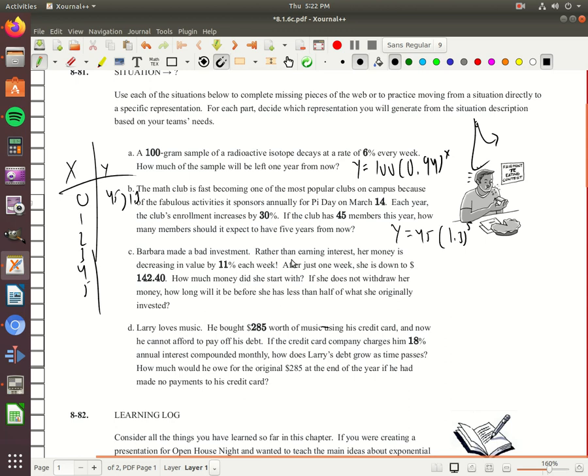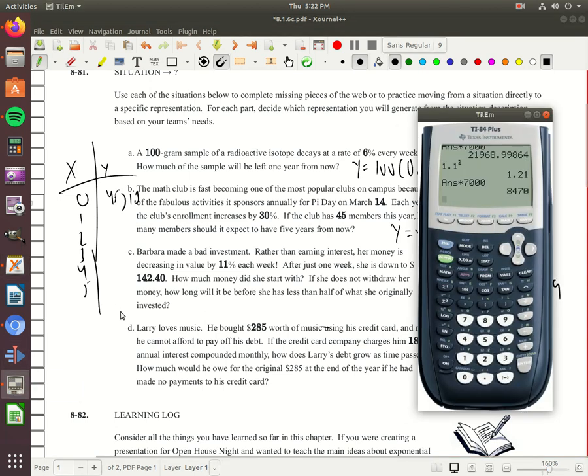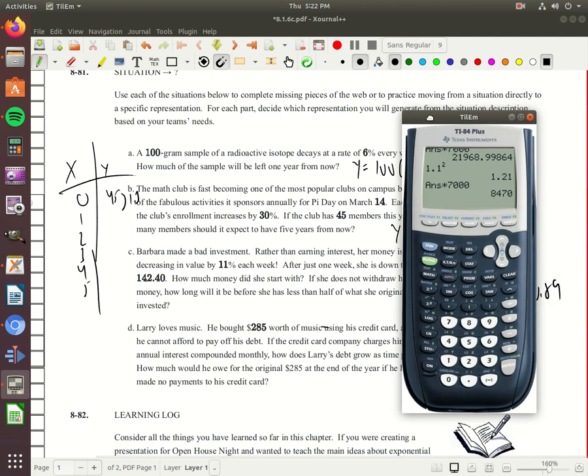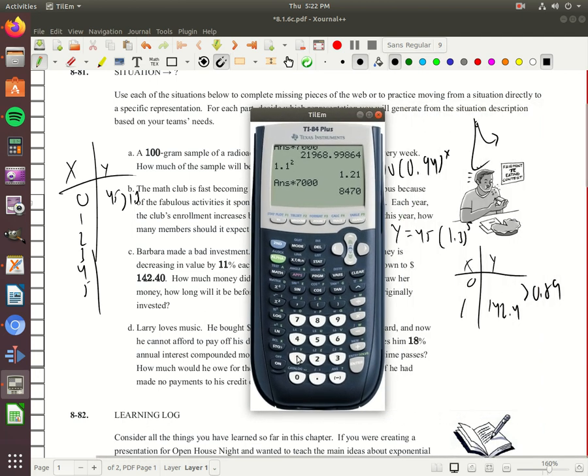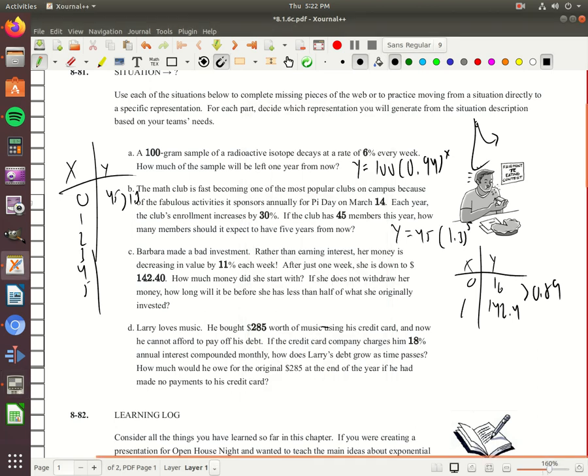On C, Barbara made a bad investment. Rather than earning interest, her money is decreasing 11% a week. Not good, Barbara. After just 1 week, she is down to $142.40. So think about that. After 1 week, she's at $142.40. And her multiplier is 0.89, right? She's losing. So if she divides 142.4 by 0.89, she'll go back to her starting amount, which is $160.